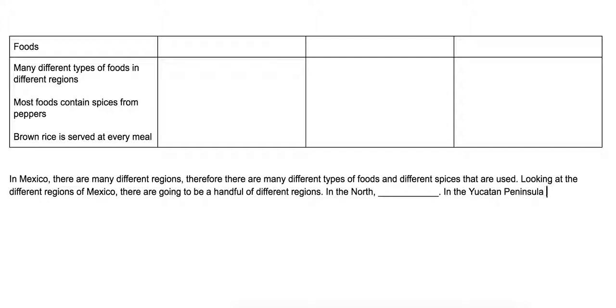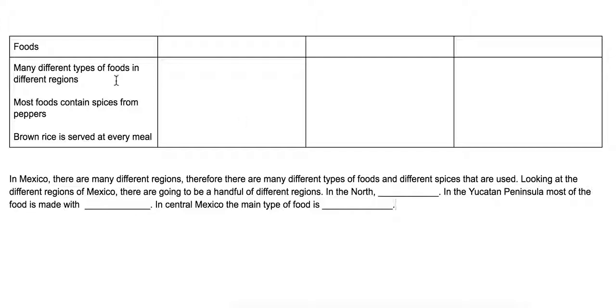In the Yucatan Peninsula, most of the food is made with blank. And actually, I think that is corn, but I don't want to, again, give you false information. So then I'd go through that with each of the different regions. So then I would say in central Mexico, the main type of food is blank, and so on and so forth. So as you can see, in that one fact that I had up here that I learned about, I already have 4 or 5 solid sentences because I'm talking about the different regions.